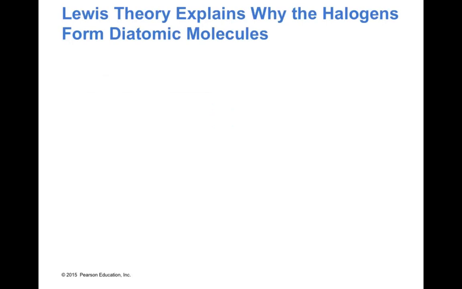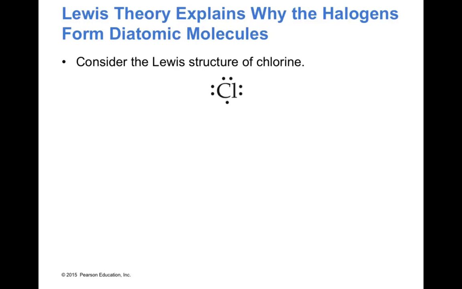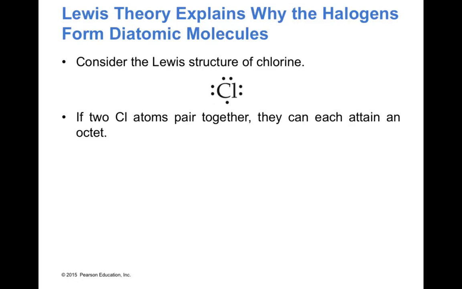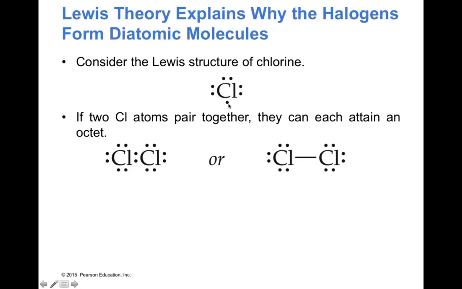The Lewis theory explained why the halogens form diatomic molecules. For example, chlorine has 7 electrons around it. If we have 2 atoms of chlorine paired together, they can attain the octet because each of them is going to share 1 electron with the other one. In that way, you create a bond between those atoms. Around this chlorine you will have 8 electrons, and around this chlorine you will have 8 electrons. Or you can represent these two bonding electrons as a dash, or as a bond per se.